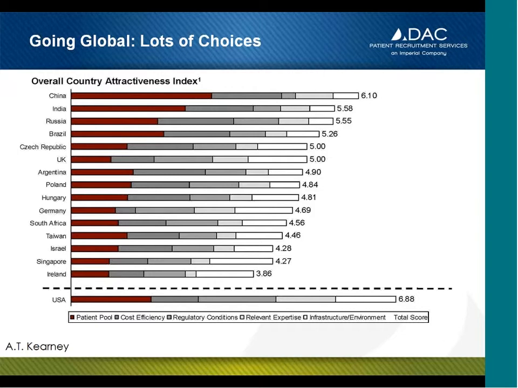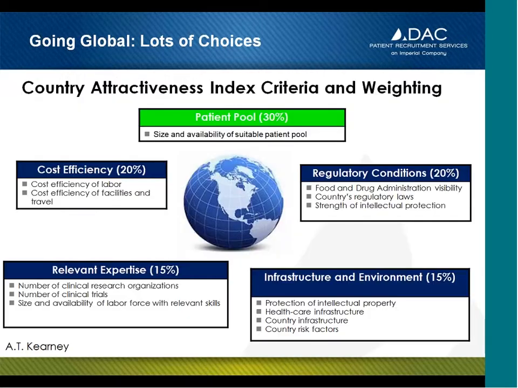But when you really look at the various factors considered, it's really not hard to notice that patient pool factors most significantly into the calculation. And the fact is, if we can't find enough patients willing to participate in our trials, we certainly can't advance new treatments. If we go to the next slide, we'll dive a little bit deeper with regards to the country index that I just shared with you.